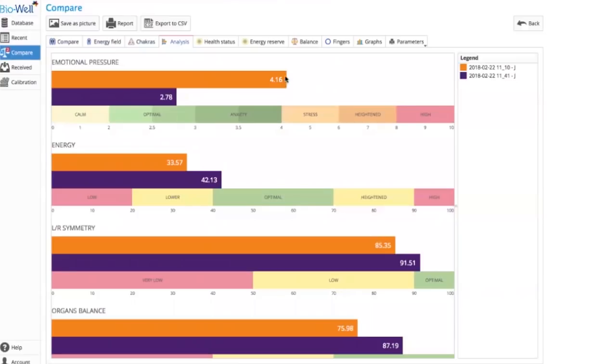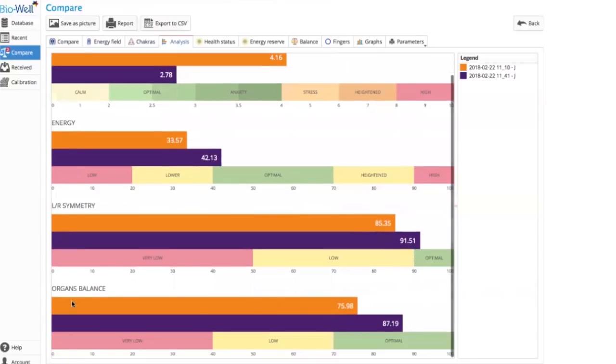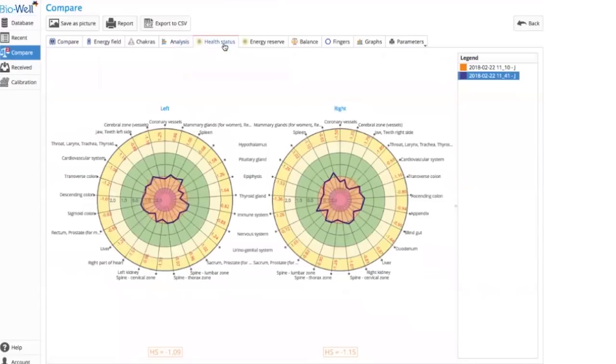Well, look at this. She went from a stress level right down to almost optimal level, so she's at optimal emotional pressure. Her energy went up from lower to almost the low optimal level. Her symmetry went from 85, which is low, up to an optimal level. And her organs balance went up to an almost perfectly optimal level. And remember, this is just 5 minutes.